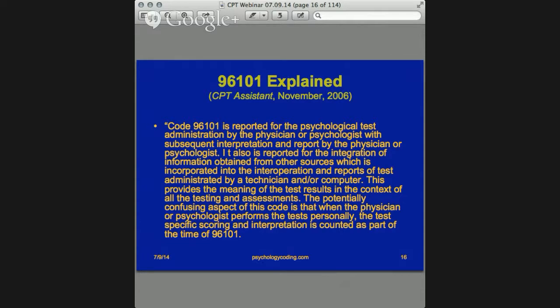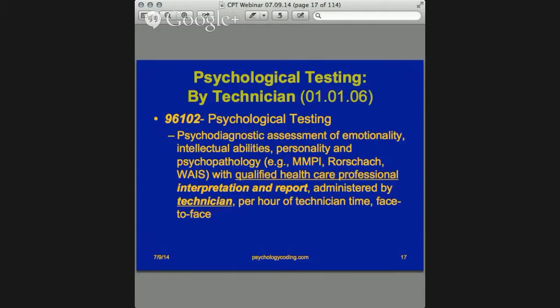If, on the other hand, the testing is done by another party, you have to use 96102. Psychological testing of emotionality, intellectual abilities, personality, including, as I've said before, MMPI, Rorschach, and the like, with qualified health care professional interpretation, administered by a technician, per hour of technician time, face to face. I will address later on in our presentation this evening what a qualified health professional interpretation is, and more importantly, what a technician is.